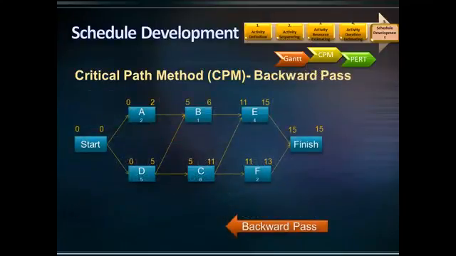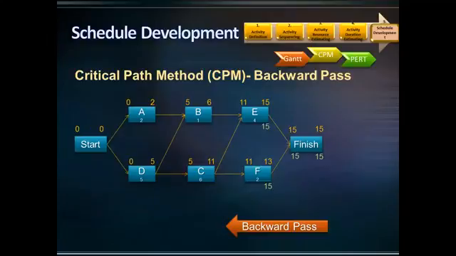Now let's examine the backward pass. For the backward pass, we start from the finish milestone, change the direction of arrows, and move backwards. In this example, the latest finish date for the finish milestone is 15 days. When you move backwards from the finish milestone, what would be the latest finish date of activity F? Yes, you are right. It is 15 days. The late finish date for activity E is also 15 days.